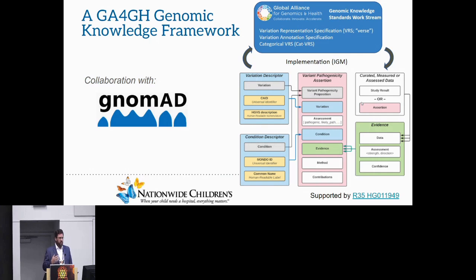And all of that work is currently being done through this R35 mechanism from the National Human Genome Research Institute to build a framework under which we can associate evidence with variants in order to create these assertions of pathogenicity, oncogenicity, therapeutic response, et cetera. And under the NIH ODSS supplement, we were then working with the gnomAD resource, collaborating with them in order to apply these standards to that resource at scale.